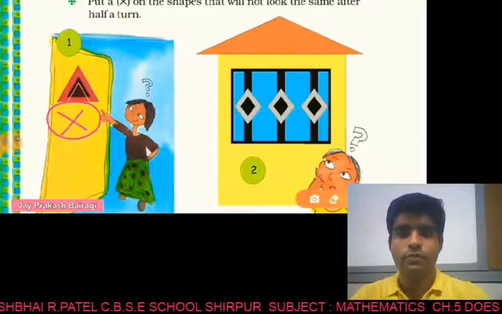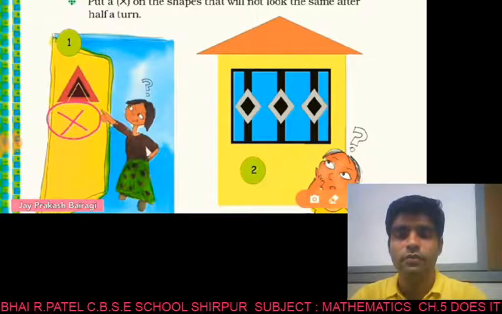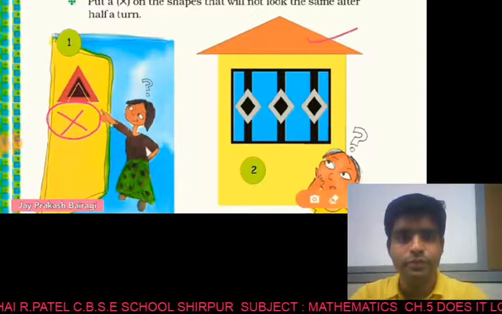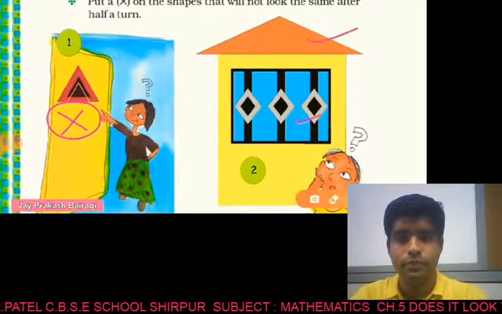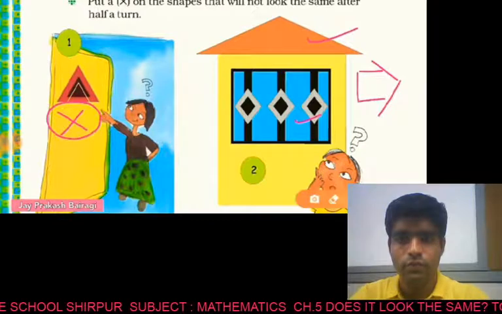Now come to the second picture. We have a house. You can see this is a house and these are windows. Check for the 1/4 turn. In a 1/4 turn, how will it look? It will look like this. This is not the same, so you can't put a tick here. Now check for the cross, meaning the half turn.